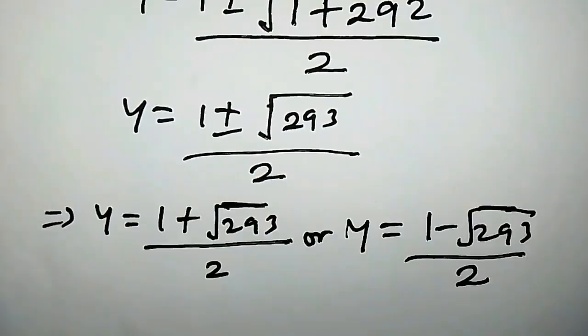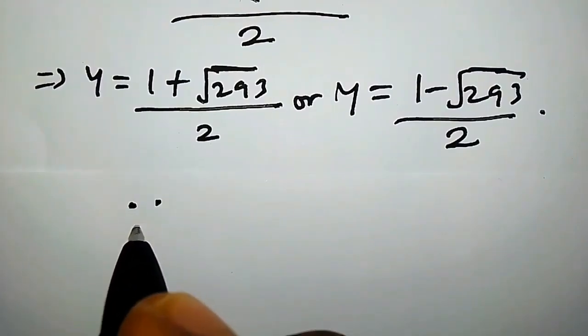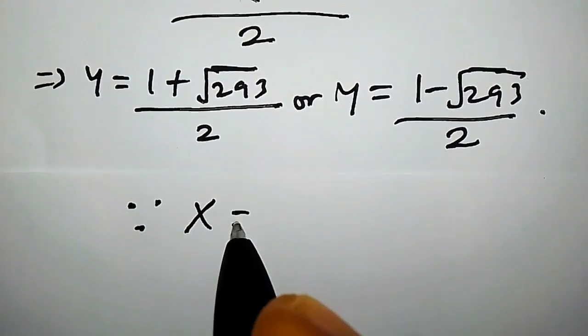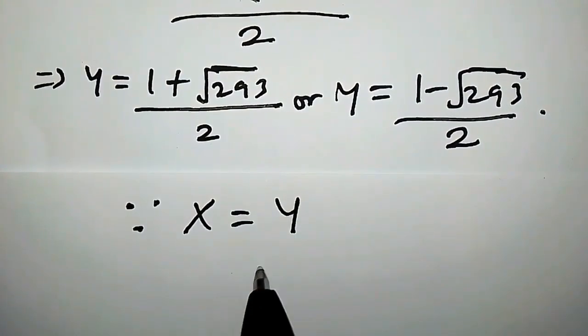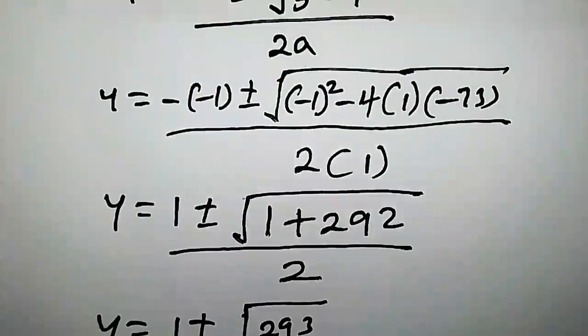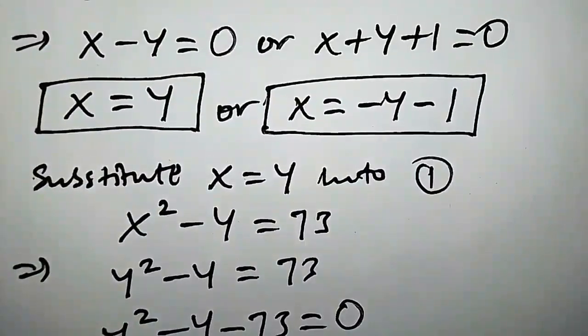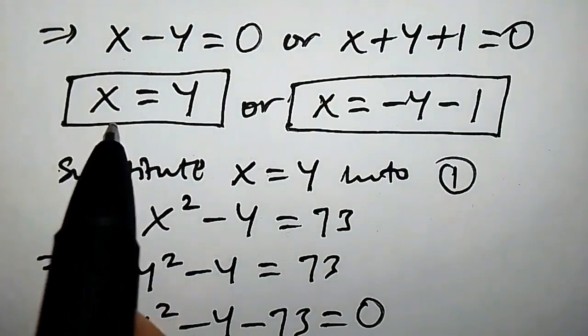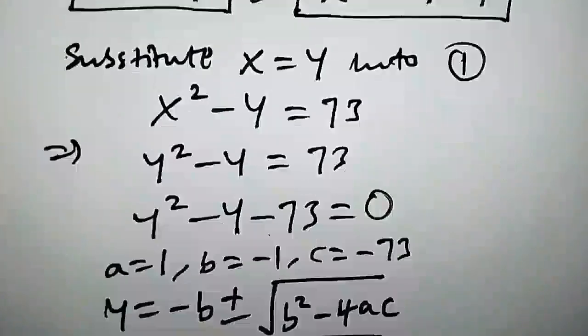We have two values of y here. So, since x is equal to y, let me show you where we got this equation from. It's actually from this line. So let's proceed further.